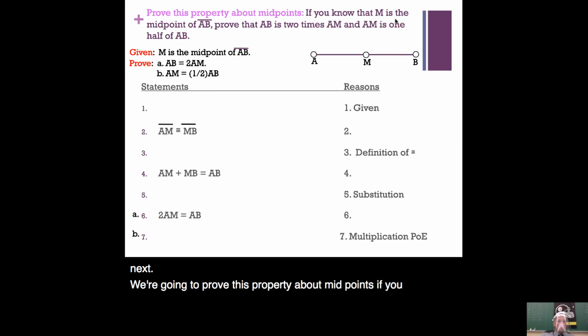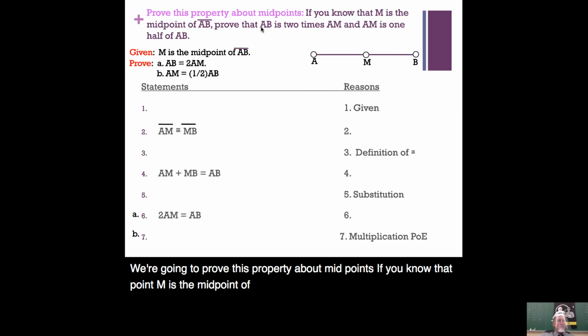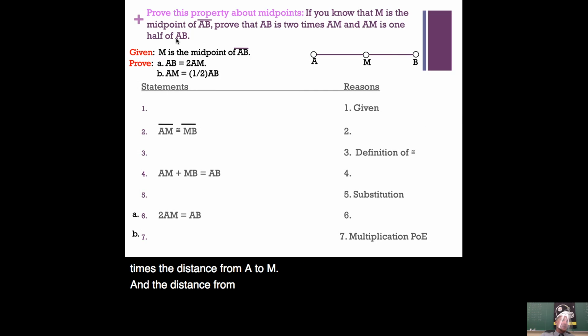If you know that point M is the midpoint of segment AB, prove that segment AB is 2 times the distance from A to M, and the distance from A to M is 1/2 of the distance from A to B. Okay, so here's your given. They're telling you M is the midpoint of segment AB. Can you show these two things? Can you show that this distance is twice this distance? Can you show that this distance is 1/2 of the whole thing?